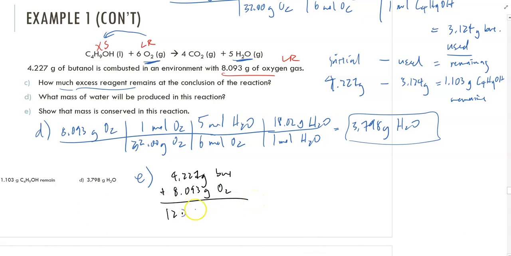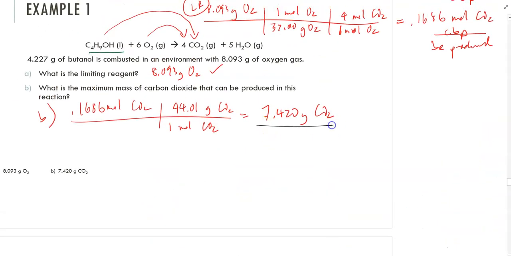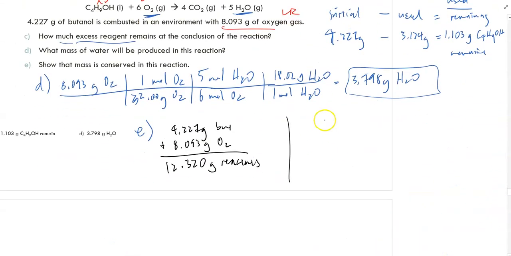That gives you 12.320 grams of my reactants, right? That's how much was initially put in. Then on the product side, what do we have? Well, we figured out from the previous page, I'm going to scooch up here for just a second, we got 7.420 grams of CO2. We also just now in part D figured out that there is 3.798 grams of water, right? Those are the products. So let's add those together, and you get 11.218 grams of products.